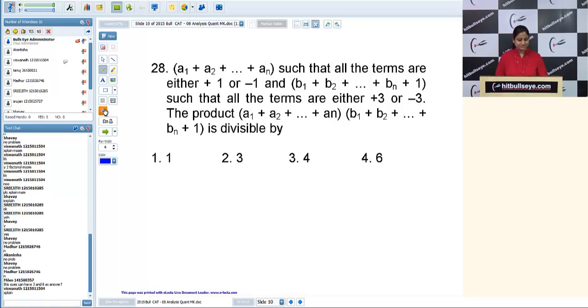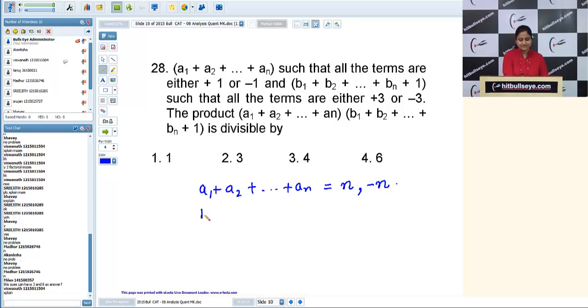Actually, there is a problem in the answers. Yes, they have given it to be D option 6, but it can be first option, second option as well. Okay, let us see, Vishwanath. It says that in this expression, every term is either plus 1 or minus 1. Say every term is 1, then the total will be n. If every term is minus 1, the total will be minus n.